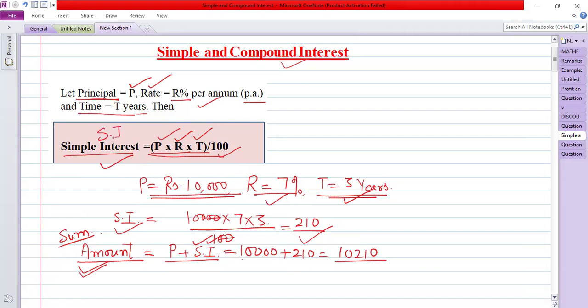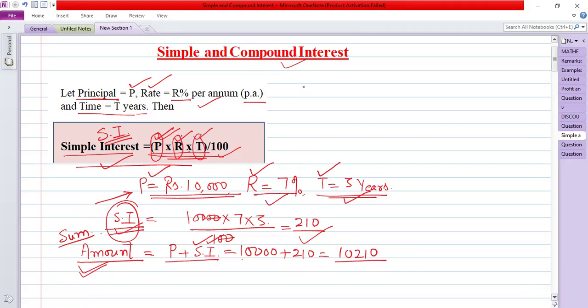Now here in this formula, basically there are four quantities involved. One quantity is the simple interest, another is P, the third one is R, and the fourth one is T. Out of the four quantities, three will be given. So in this example, P, R, and T, the three quantities were given, and we have calculated the fourth quantity, which is simple interest.